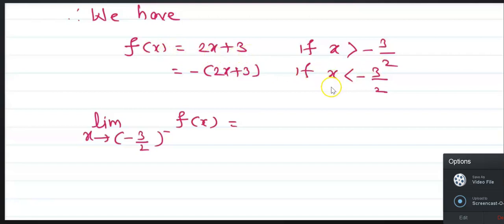And suppose that if you want to find the left hand side limit, meaning x is less than minus 3 by 2, then we take the function minus in bracket 2x plus 3. Now first of all we find the left hand side limit, and that's why we will take the function minus in bracket 2x plus 3.